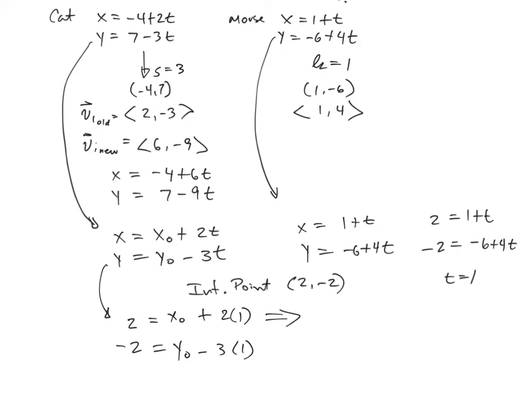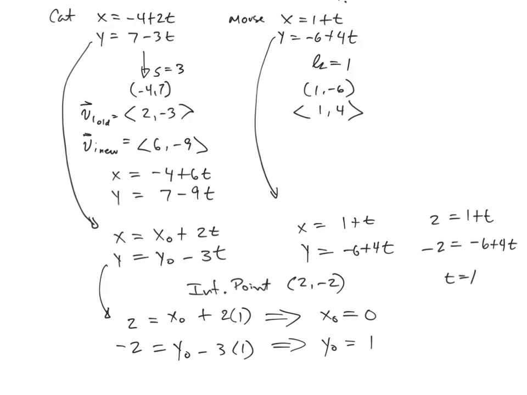Okay, solve for x naught, what do we get? Looks like that's 0. And what do we get for y naught? Looks like y naught is equal to 1. So that's another thing we can do. We can rewrite the equation of the cat and give it a new initial point when t is equal to 0 in order to make sure that when t is equal to 1, the cat is also at the intersection point (2, -2). Okay, so that's it. Any questions about anything we did there?